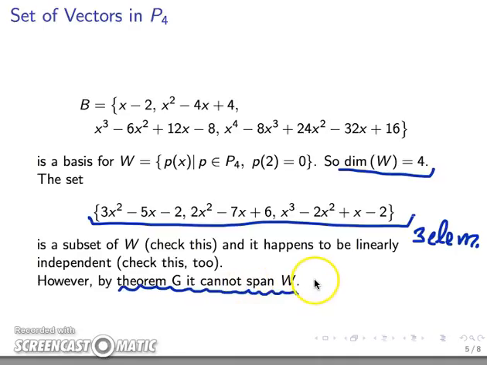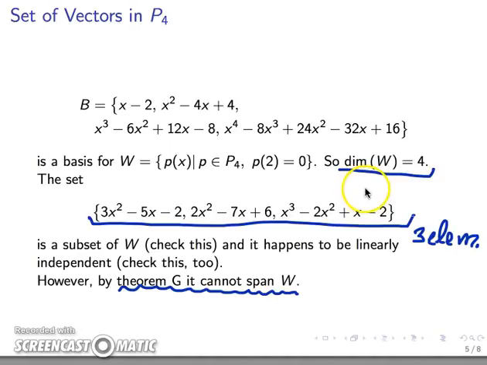It cannot span W. Therefore, even though it is linearly independent, it doesn't have the spanning property. It's not a candidate for being a basis. It is not possible to obtain a basis out of a set with 3 elements when the dimension of the subspace W is 4. Okay, there is a mismatch there.